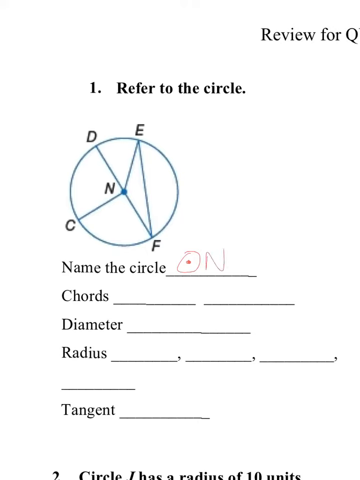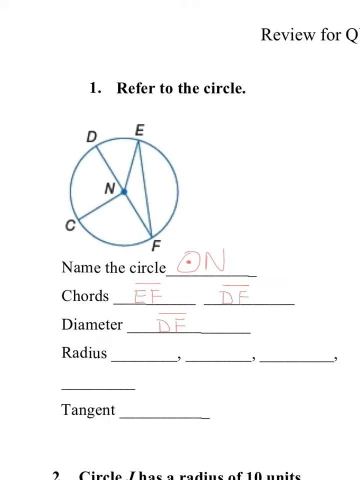Chords, there are different chords. A chord is a segment whose endpoints lie on the circle. So one of the chords is EF, and you have to have a segment symbol on top. A special one is DF, and I'm saying that's a special one because that is basically a diameter.